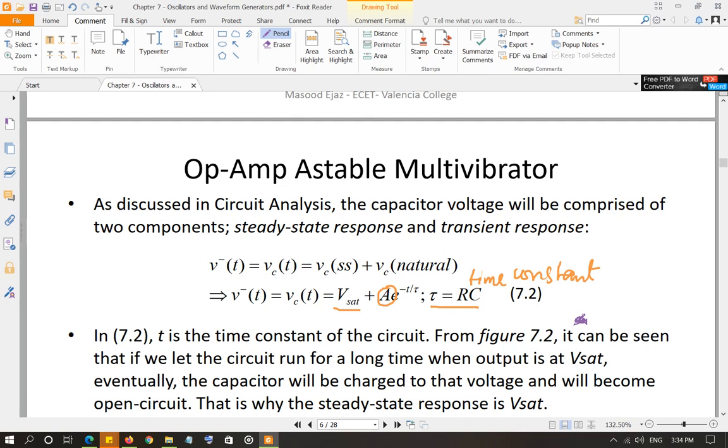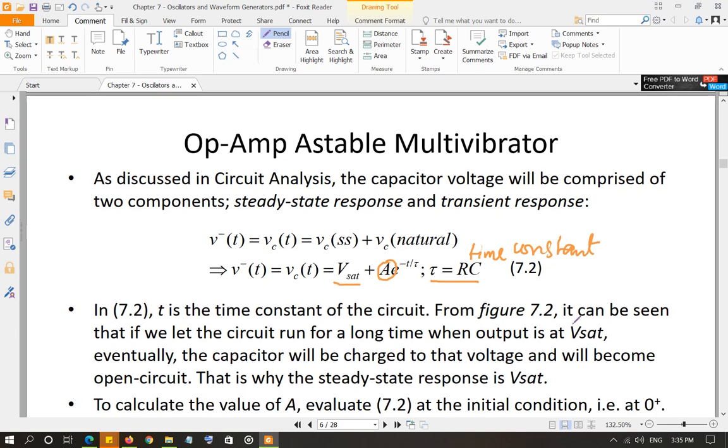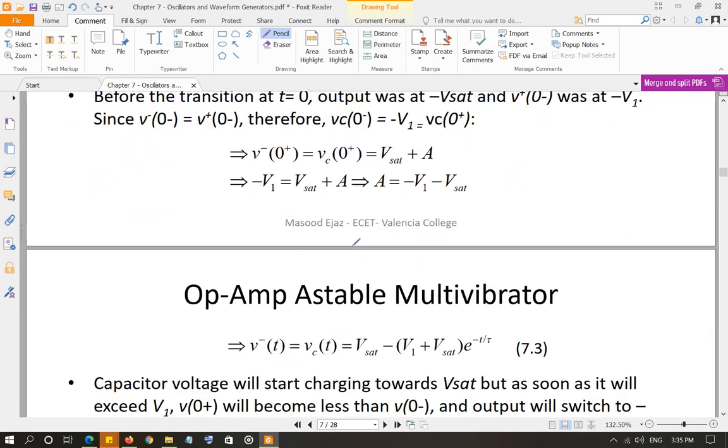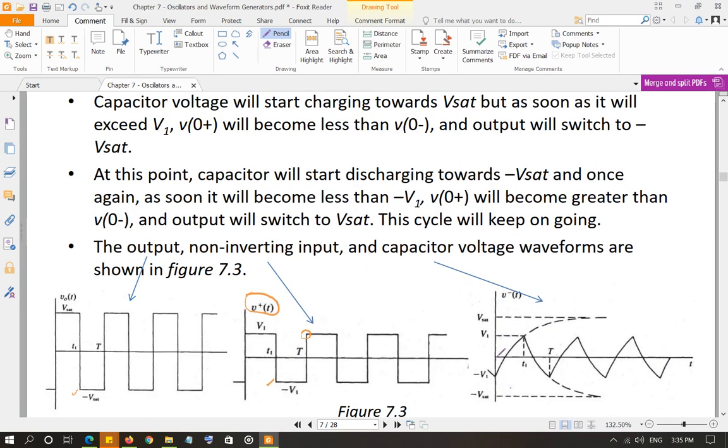So first we're going to see what was the voltage across the capacitor just before the output moved to Vset. In this case we are assuming the output is at Vset, of course, that's why the steady state value of the capacitor is Vset. And when the output is Vset, remember V positive is V1, right? So just before the output moved to Vset and V positive became V1, what was the value of the capacitor voltage? We know that value was negative V1, right?